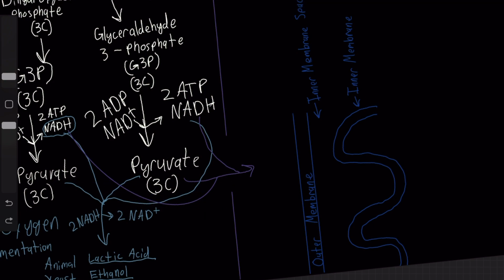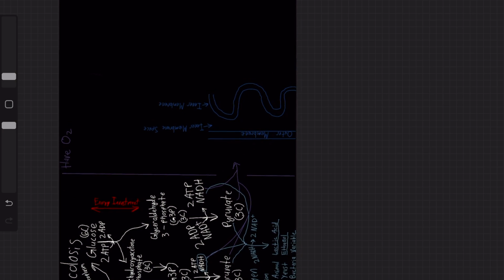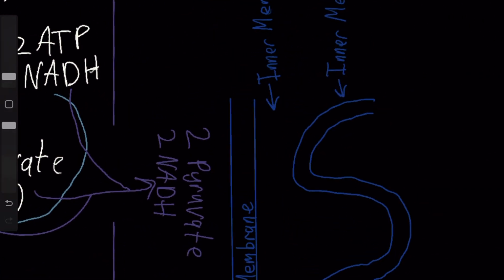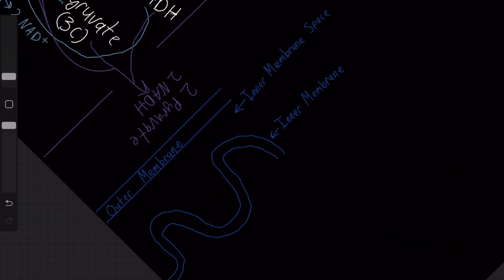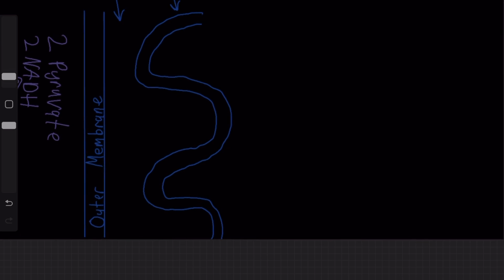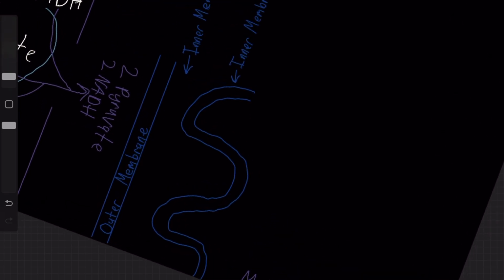Actually, another product of pyruvate. So, I'll write it over here so it's not confusing. We have 2 pyruvate, and we have 2 NADH. Now, when these enter the matrix of the mitochondria, so this space right here, in this space would be the matrix, right down over here, mitochondrial matrix.